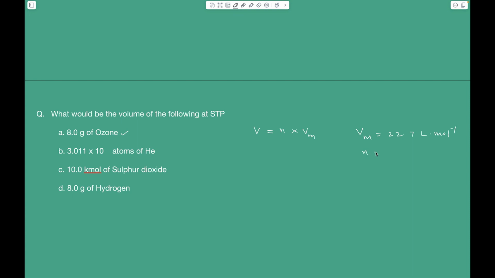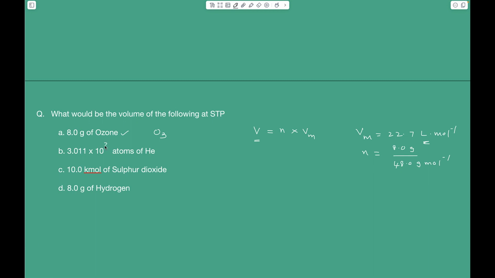Then the number of moles given the mass of the substance is, you have to divide the given mass with its molar mass, and the molecular formula of ozone is O3, so its molar mass is so many gram per mole. Put these values here to get the volume in liters.